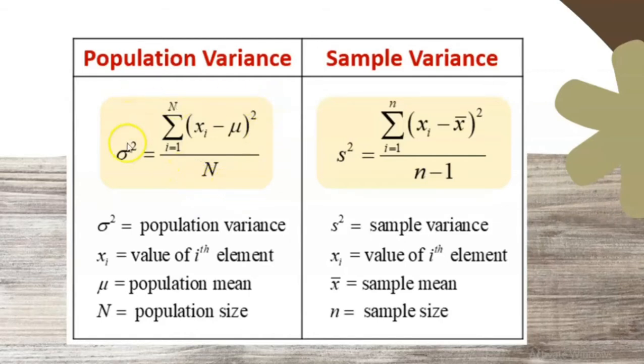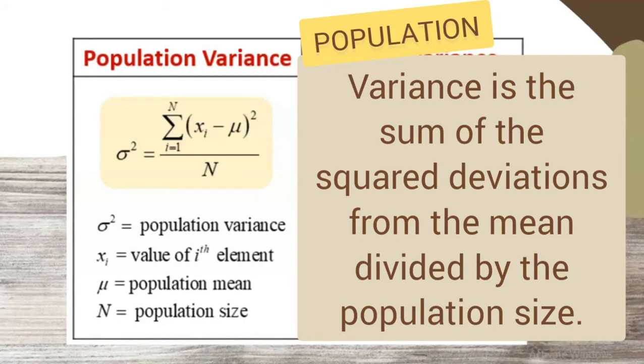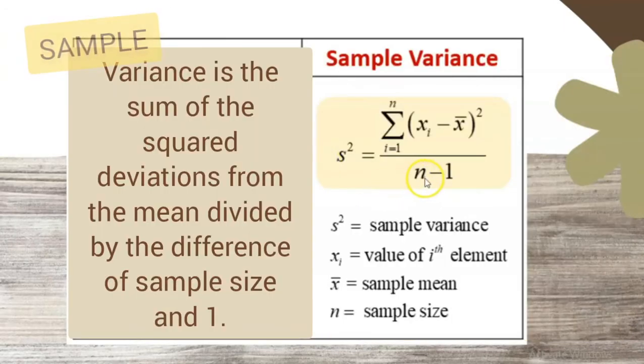As you can see in this formula, the denominator is n, or the population size. For sample variance, we use the denominator n-1, or sample size minus 1. This formula simply shows that the variance is the sum of square deviations from the mean, and this sum is divided by the population size if we are dealing with population data, and the sum is divided by n-1 if we are dealing with sample data.